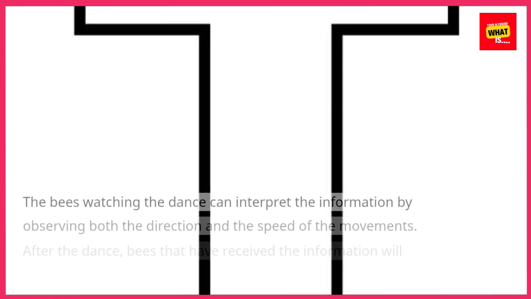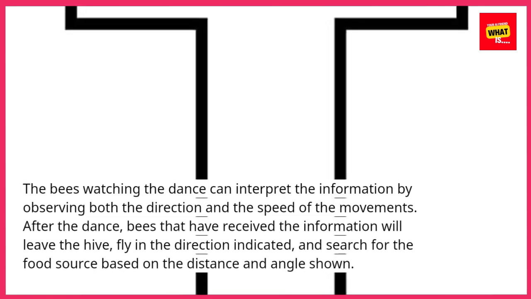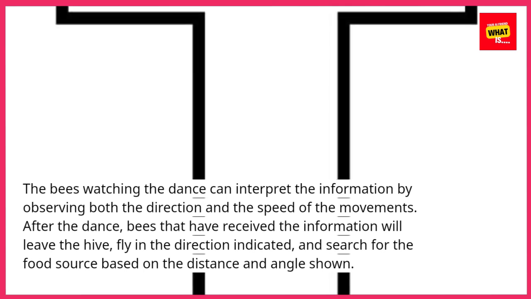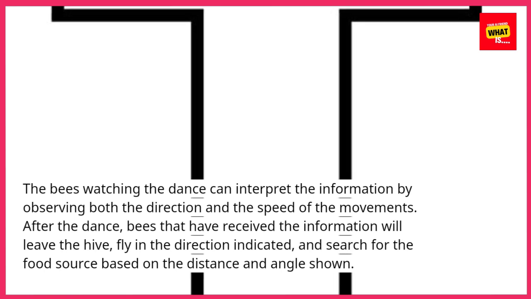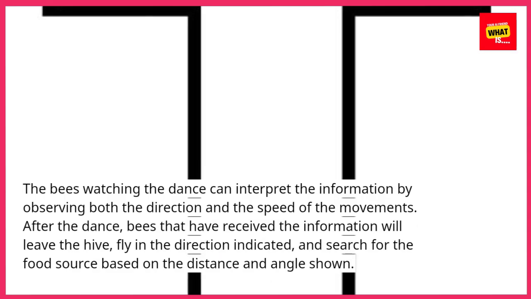How the dance communicates to the hive. The bees watching the dance can interpret the information by observing both the direction and the speed of the movements. After the dance, bees that have received the information will leave the hive, fly in the direction indicated, and search for the food source based on the distance and angle shown.